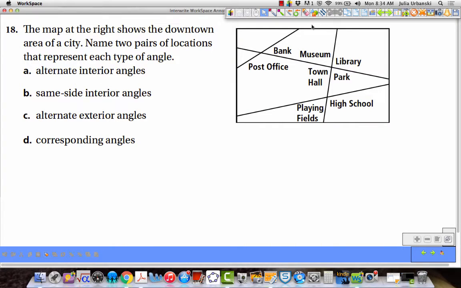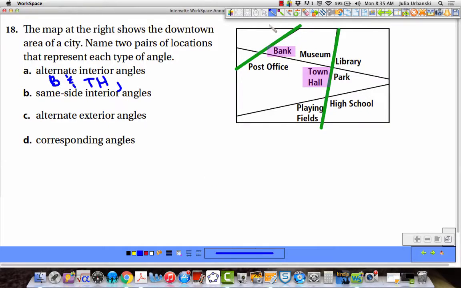But we want alternate interior angles. If we look at these two right here, you can see alternate interior angles in here. If you try to look at these two red ones, there's nothing alternate interior. So you have to find the right lines that have it. So let's say, we could say the bank. What's alternate interior with the bank? Alternate interior, so go to the other side, but stay within the green lines. Town hall. Okay, so one answer would be, and you can abbreviate, the bank and town hall.